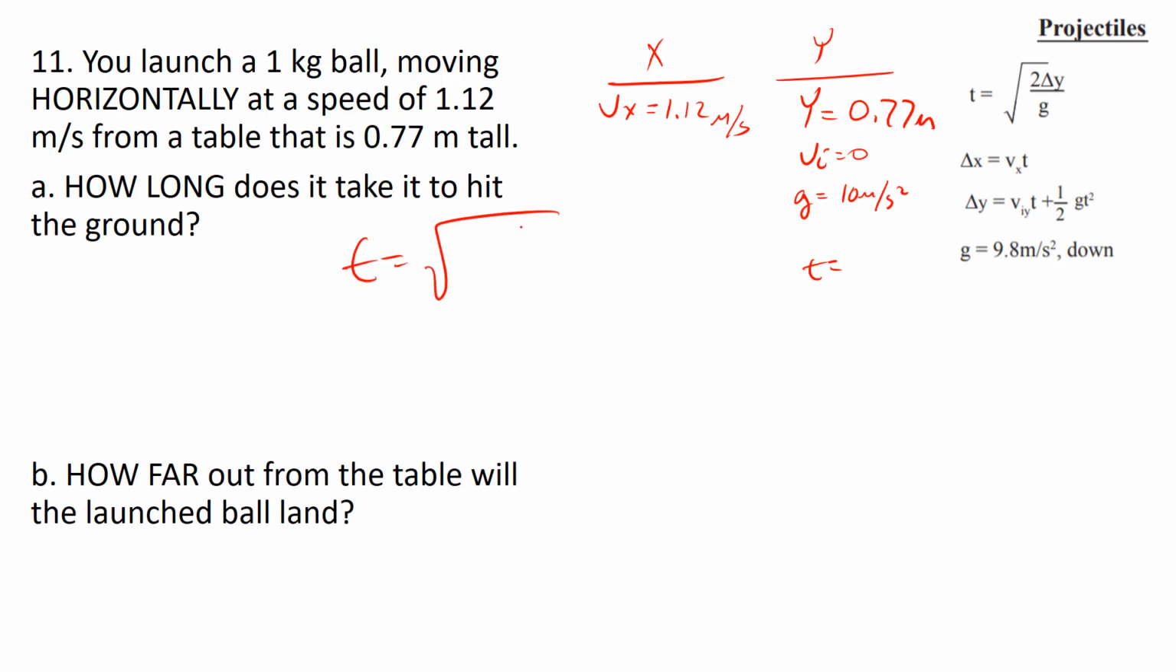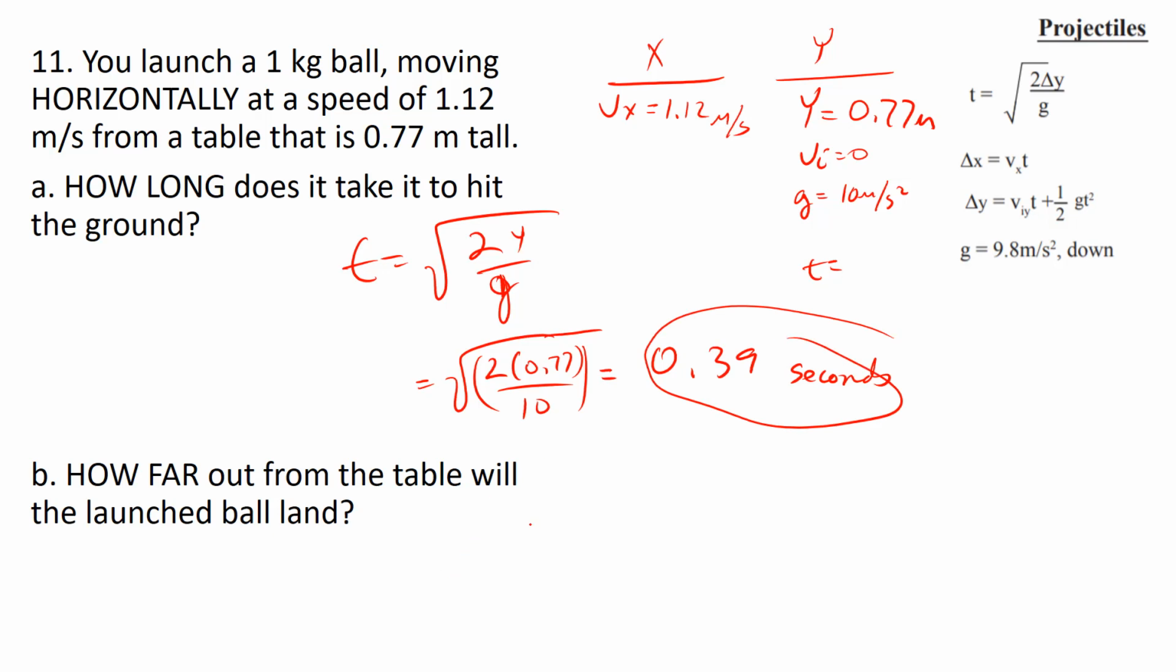So t equals square root of 2y over g. That equals square root of 2 times the y, which is 0.77, over 10. Make sure all of that is underneath the square root. So 2 times 0.77 equals 1.54. Divide that by 10, you get 0.154, and you take the square root of that answer, and you get 0.39, and that's going to be seconds.